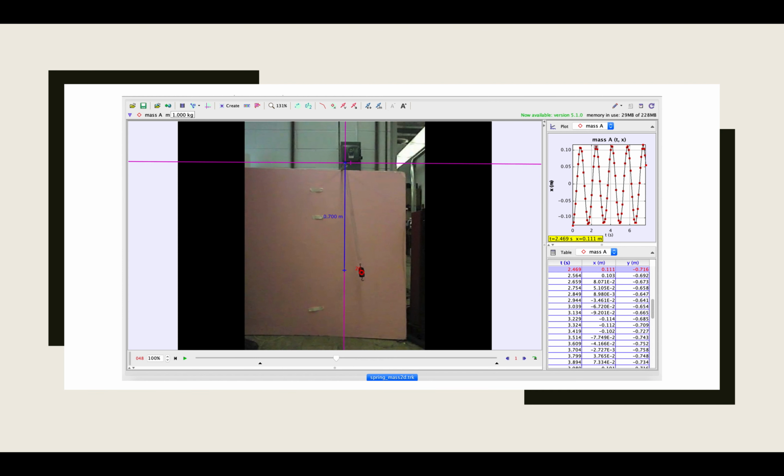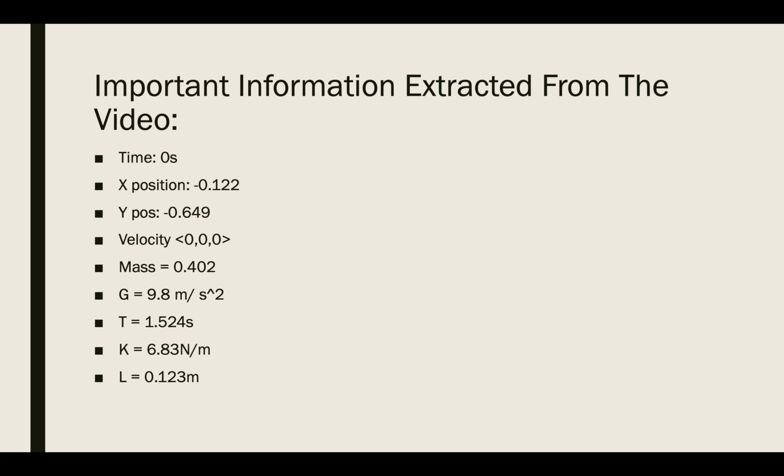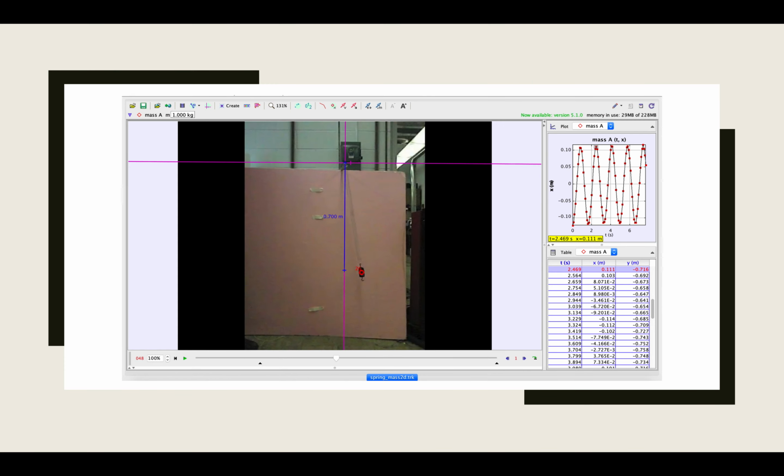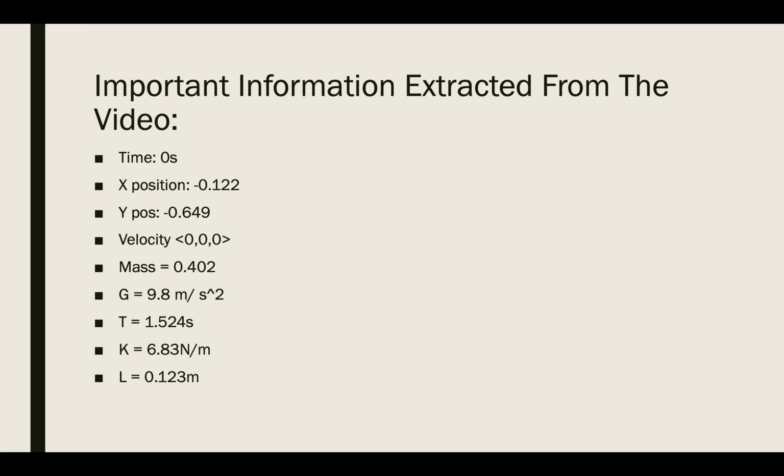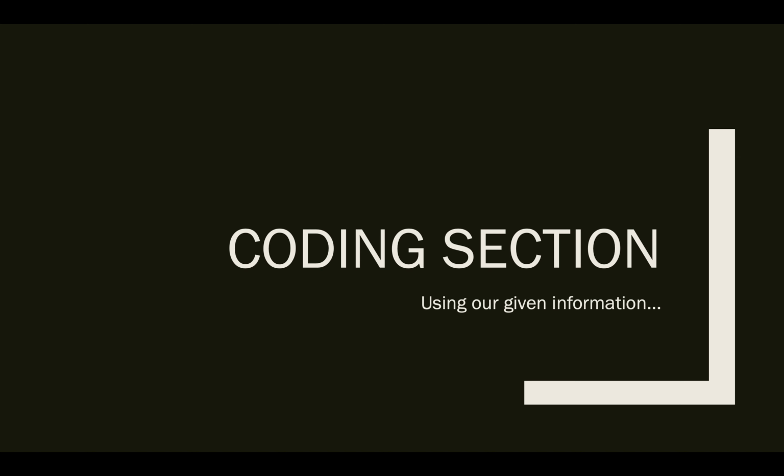So, on to conducting our visualization. For Tracker, I placed all the videos into Tracker, and I put a point mass, and I basically analyzed the position with the x and y of the mass on a pendulum. Important information that was extracted from the video previously shown was the time, x position, y position, initial velocity, which was 0, the mass, gravitational acceleration, which we already knew, period, spring constant, and L0, the length of the spring, for the coding section.